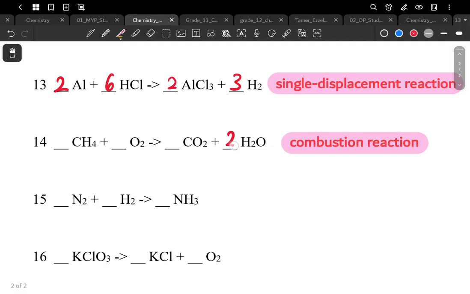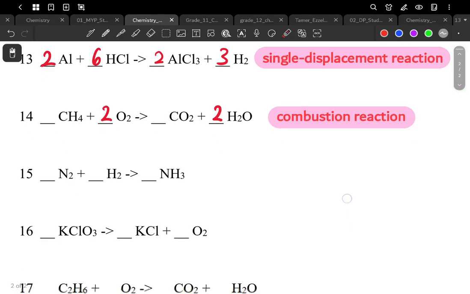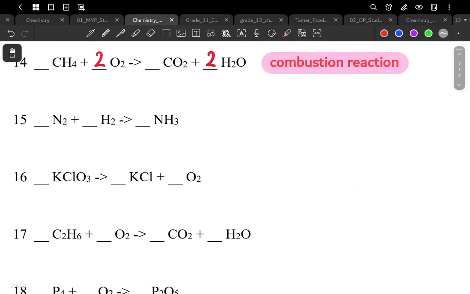In order to balance the oxygen, I'm going to put 2 here and 2 here. And the hydrogen is 4, here is 4. Oxygen here is 4, and 2 plus 2 equals 4. So now it is easy. This is an easy question of balancing. Okay, guys, we did that before.